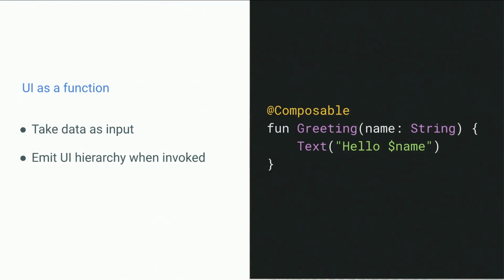With Compose, your UI is defined as a function, and this function transforms data into view hierarchy. In this case, the input is a simple piece of data, a person's name, and the output is a UI hierarchy, a text widget. When you need to update the name, we can just re-invoke this function with the new data, and the UI hierarchy will contain a text widget with the new text.